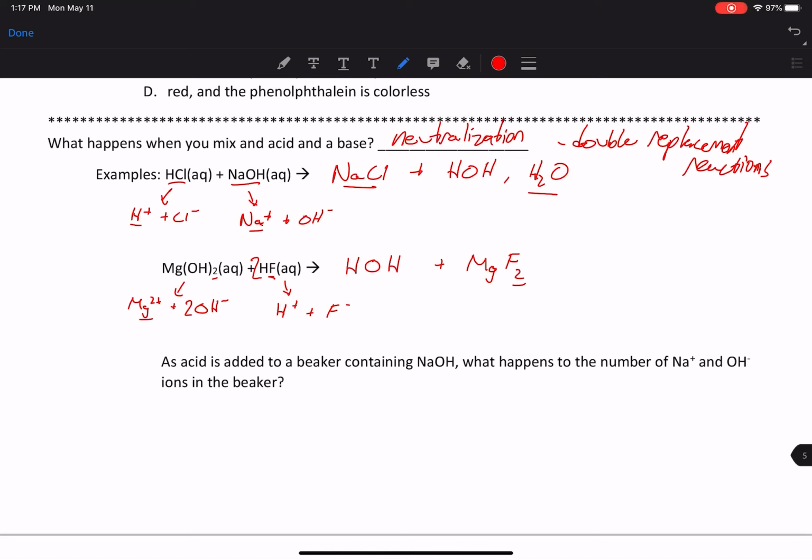However, we also have 2 OHs and only 1 OH on this side. There's also 2 H's now and only 1 H on this side. So I'm going to put a 2 in front of that. And so your final reaction would result in 2 molecules of H2O and 1 MgF2.